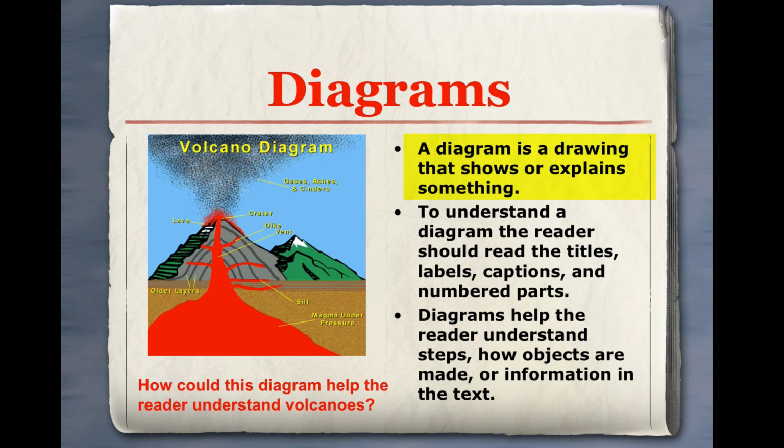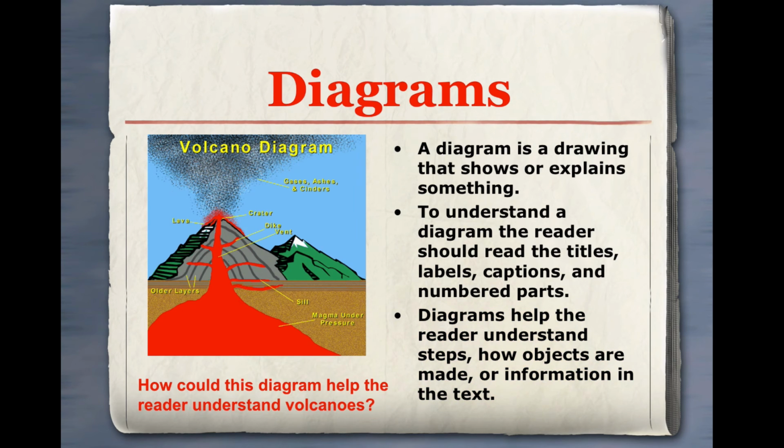A diagram is a drawing that shows or explains something. To understand a diagram, the reader should read. You've got to read all the parts of the diagram, all parts of the picture. In a diagram, it's going to have titles and labels and maybe numbered parts or little captions. But they're there to help you to understand the steps and how objects are made, or just give the information that's in a text put into a visual diagram so you can definitely understand it better.